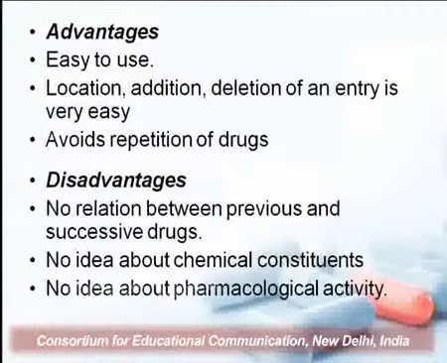Now, there are various advantages of this classification system, and the first advantage is that it is quite easy to use, and we know that to find a word in a dictionary is quite simple. The same is here in the alphabetical classification, and if you want to locate a particular drug, you just have to go to the area where the first alphabet words are enlisted in that particular document, and you can find your drug. Location, addition, deletion of any entry is very easy, and since the location of a drug is very easy under such a system, similarly the addition or deletion of a particular entry of a drug is very easy.